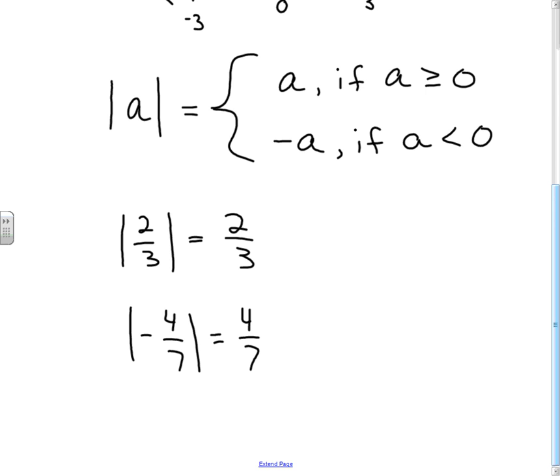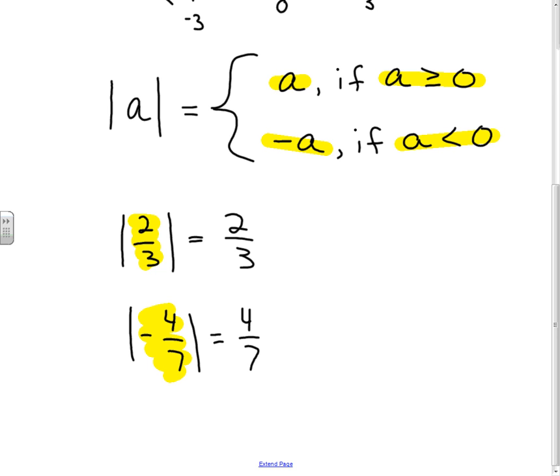So the absolute value of 2/3, and I'll highlight it for you, fits this rule, because 2/3 is greater than 0. Therefore, the absolute value of it is whatever it is, 2/3. The absolute value of negative 4/7 fits this rule, because negative 4/7 is less than 0. So the answer has to be the opposite of negative 4/7, which is 4/7.